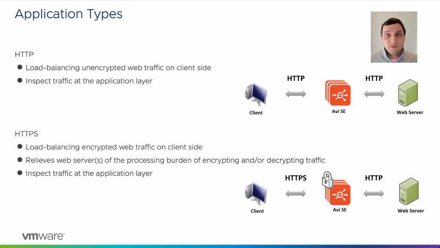If we look back at our application types, we can configure an application for HTTP, where you have that HTTP communication to the load balancer, and then HTTP to the backend servers. Another use case is where the HTTPS communication goes to the load balancer, and then it's HTTP to the backend server. This is commonly referred to as SSL offloading, where the load balancer will take care of that encryption and decryption operation. So instead of the server doing it, the load balancer does it.